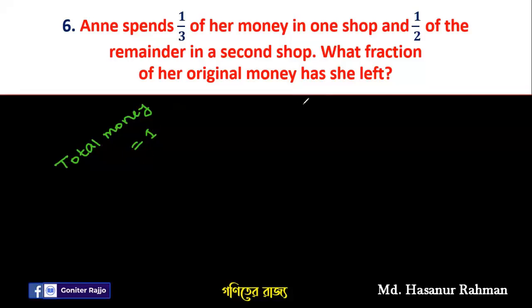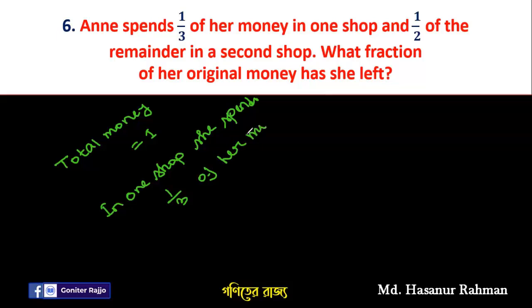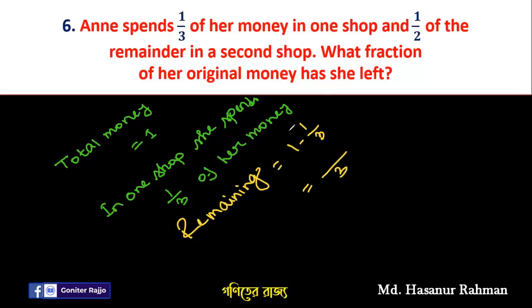And Anne spends 1/3 of her money in one shop. So in one shop, she spends 1/3 of her money. Now she spends 1 by 2 of the remainder. That means we have to find out the remaining money. So after spending 1/3 of her money, the remaining money will be 1 minus 1 by 3. That will be 3 minus 1 over 3. So that will be 2 by 3.